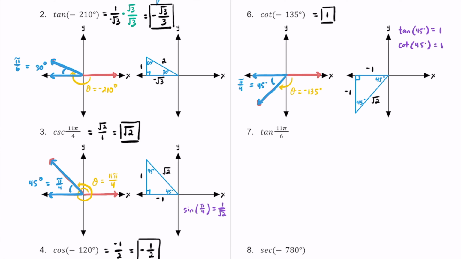Here's number 7. For this one, we have tangent of 11 pi over 6. Let's go ahead and plot this down. So here is going to be 0 pi. So moving in a counterclockwise direction, this is going to be 6 over 6. That's going to be a full 180.